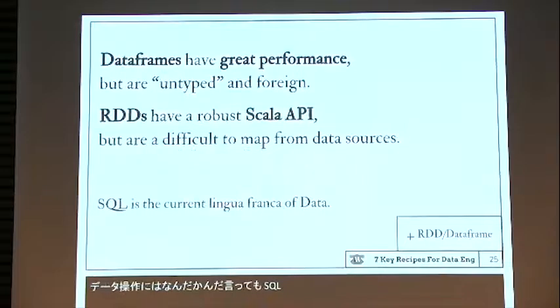It's the same. So to sum it up, DataFrames have great performance, especially in Spark 2.0, when we have whole stage generation and the performance increased a lot recently. But the RDD has a very stable API, and it is a Scala API, so you compose it with Scala, and it's compatible with the existing type system.